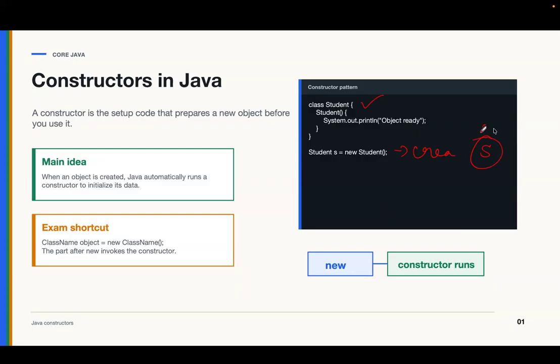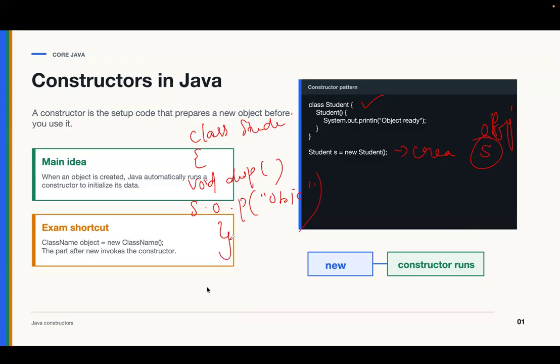In earlier examples, we have seen class student, void display, system.out.println object ready, something you are giving, closing it. Now, when you say student s equal to new student, what exactly happens? This object s is getting created.